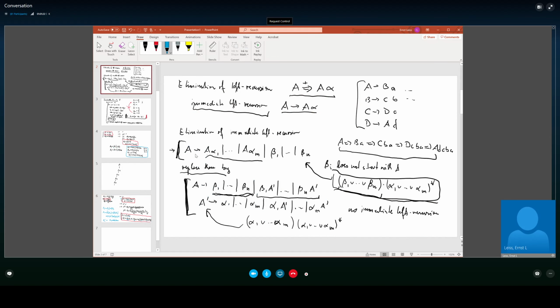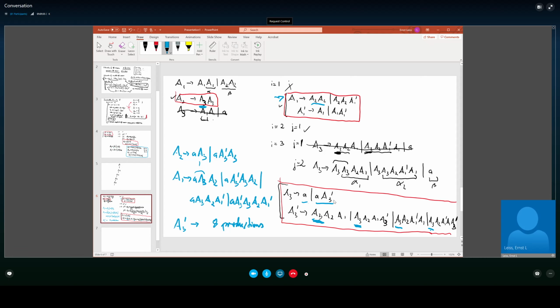You look at your immediate left recursion. You group them into 2 groups. The productions that start with that variable and the productions that don't. That gives you your alphas and your betas. And then you have that variable A goes to beta 1 through beta n. So the stuff that doesn't start with A, and then you have that stuff that doesn't start with A followed by A prime.